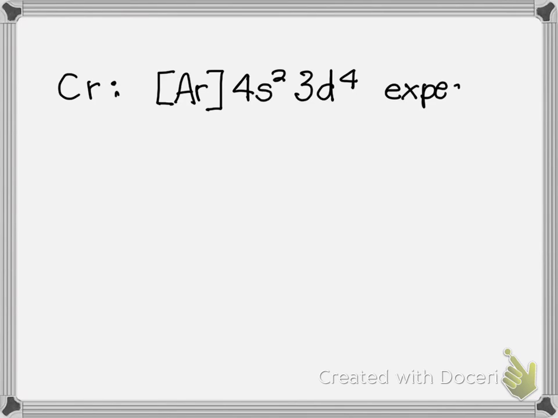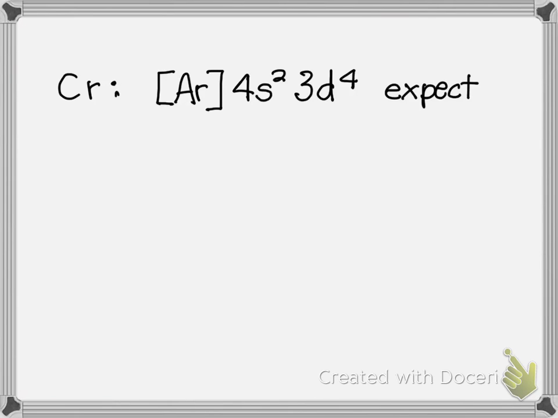And chromium, if I was writing it, oh my goodness, sorry. Let me take that away. I don't know why I put that on there. Okay. So chromium, I'll write its abbreviated form. It's argon, then it is 4s2. Now what you would think, okay, this is what you would expect, is 4s2 3d4. Okay, this is what you would expect.